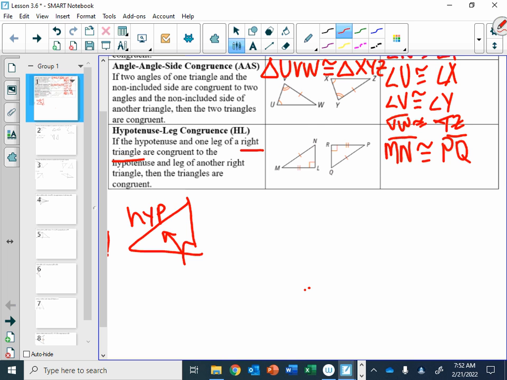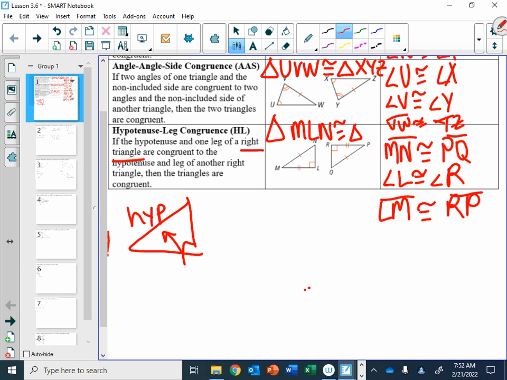Angle L is congruent to R, and then side LM is congruent to RP, good. I started off with the angle, so I need to start off with the angle here. So I could say that triangle, if I name it MLN, how do I name the other one? PRQ, good. So those two triangles are congruent to each other by hypotenuse leg.